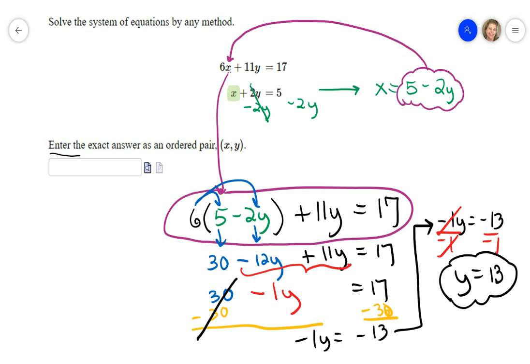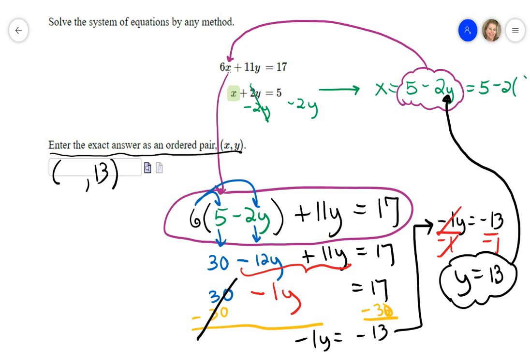So it says enter the exact answer as an ordered pair. I know that I'm going to have a 13 right there. Question is, what's x? Well, take that y is equal to 13 and plug it in right here. You already know that x equals 5 minus 2y. So x is going to equal 5 minus 2 times 13. And then this becomes 5 minus 26. And 5 minus 26 is a negative 21. And that's my x coordinate, which goes right there.